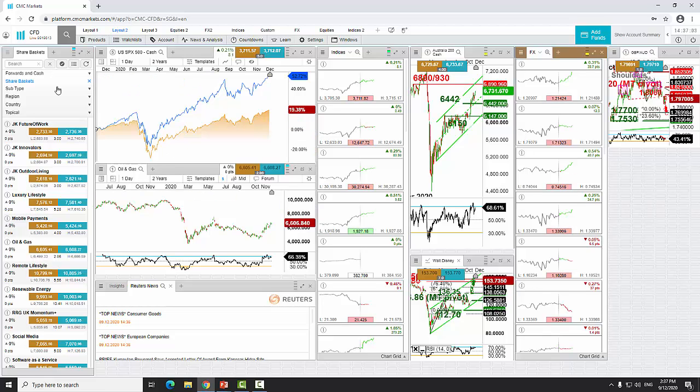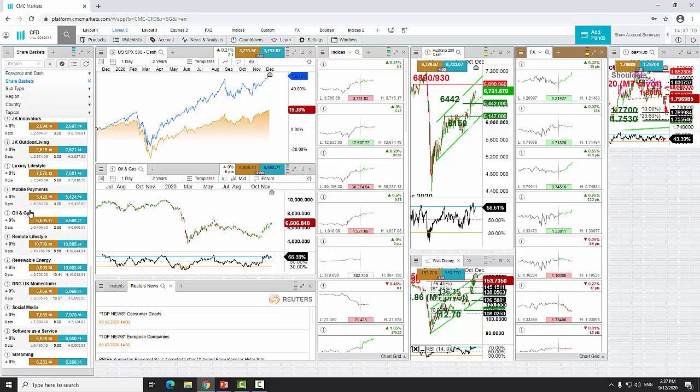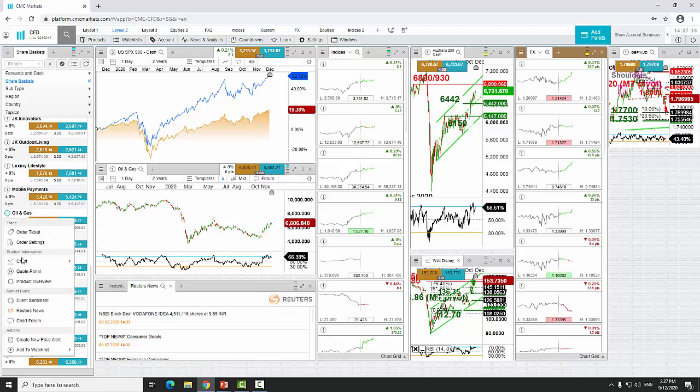What I'm going to do is call up this share baskets watch list. In our search all the way here, this is the oil and gas basket over here. Before I do the analysis, if you see this three dot here, if you left click on it, it will tell you the product overview as well as the news related to this oil and gas basket. So we can explore much further in this detailed product overview on oil and gas.